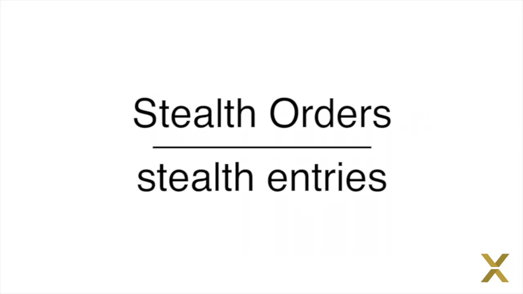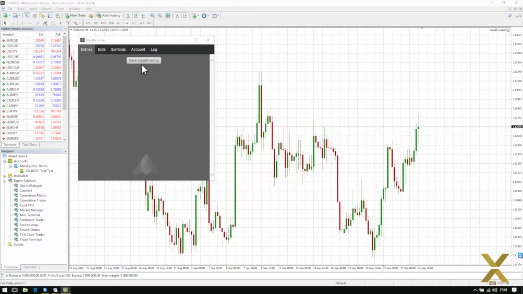Stealth Entries. Stealth entries are the equivalent of limit and stop entry orders. Instead of placing a buy limit into the market at a selected value, the app waits for the price to hit that value and then places the buy order.